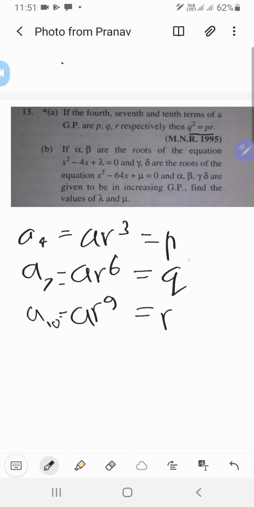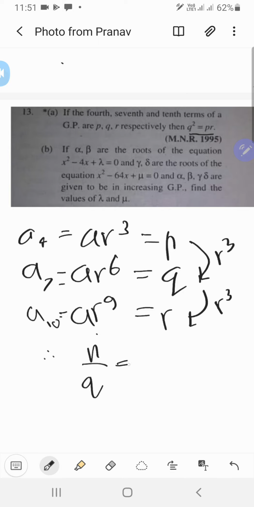Now you can clearly see that these P, Q, R are also in a GP, and they have common ratio of r cubed, right? So when you multiply P by r cubed, you get this thing. When you multiply Q by r cubed, you get this thing. So which means that P, Q, R are also in a GP. Therefore, P by Q equals Q by R will give us PR equals Q squared. Easy as that. Okay, so this was very easy to prove, not a big deal at all.